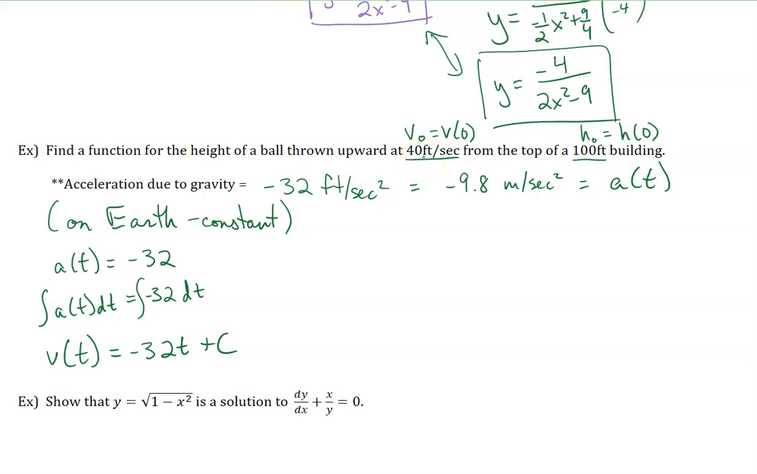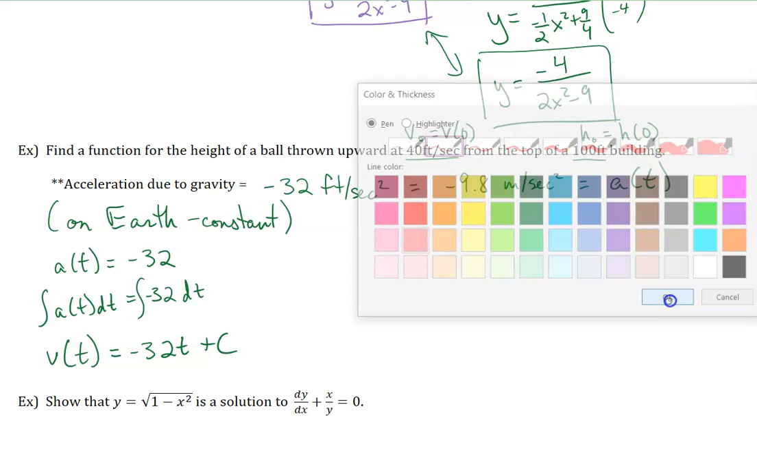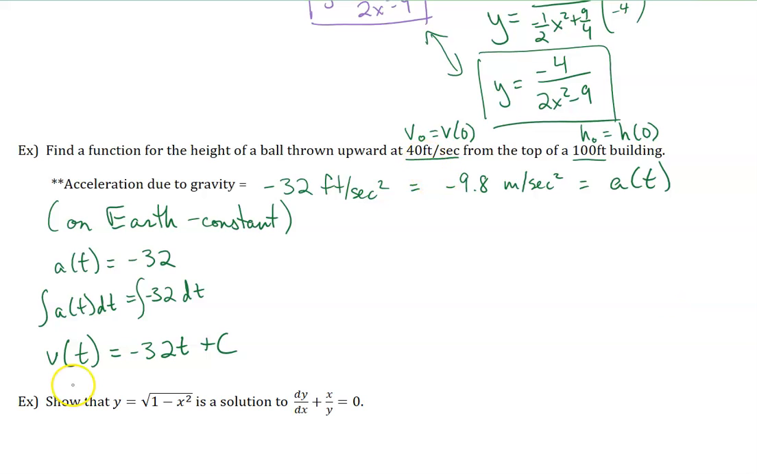For our particular situation, this is where we use initial velocity, because we know that the velocity at time 0 is equal to 40, so we can say v of 0 is 40, which is -32 times 0 plus c, so that means c must be 40. So I'm going to come up here. Our v of t function, our particular solution then, is that v of t is negative 32t plus 40.